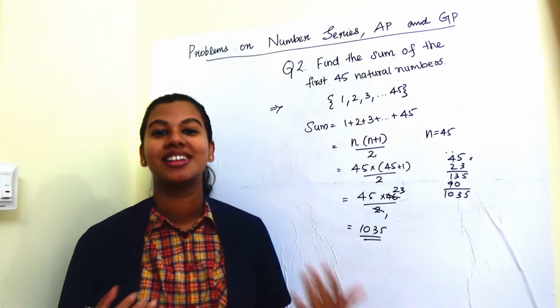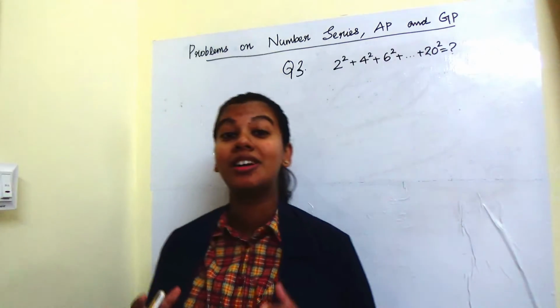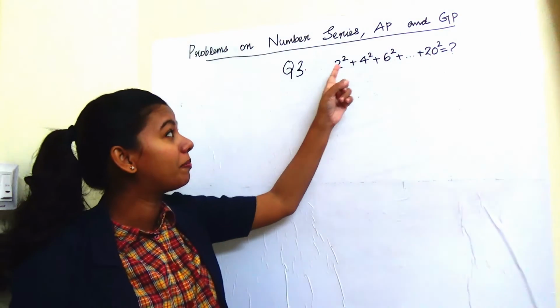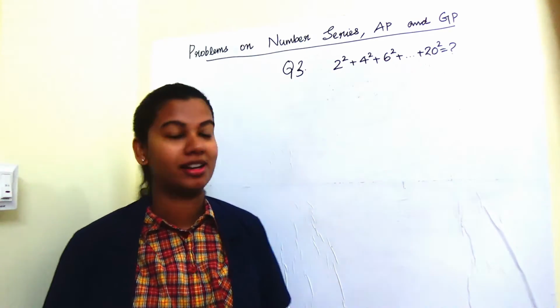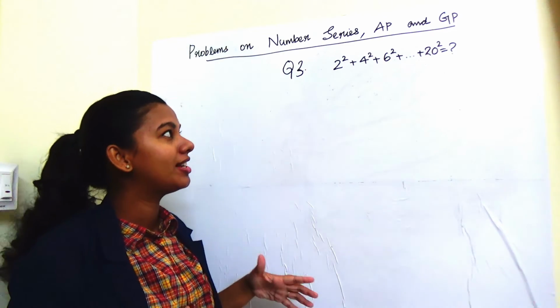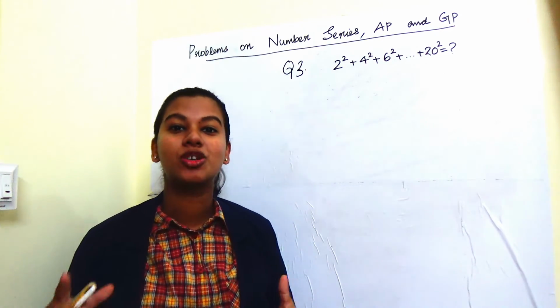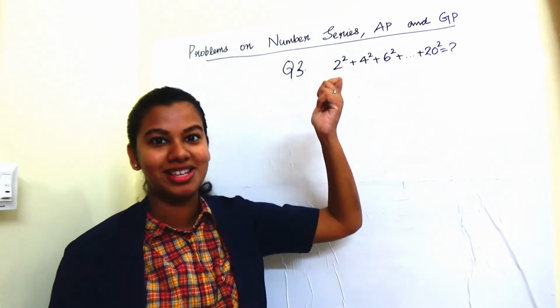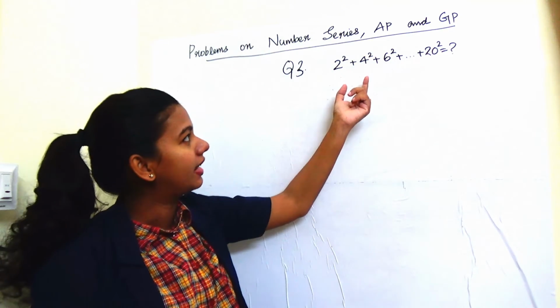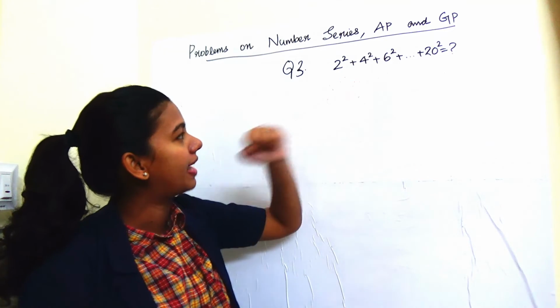Now let's go to the next problem. The third question is 2 square plus 4 square plus 6 square plus etc. 20 square equals question mark. Now we know the formula for the sum of the squares of natural numbers, but this is not continuous. Some terms are missing. That is the odd terms. And then let's see this pattern.